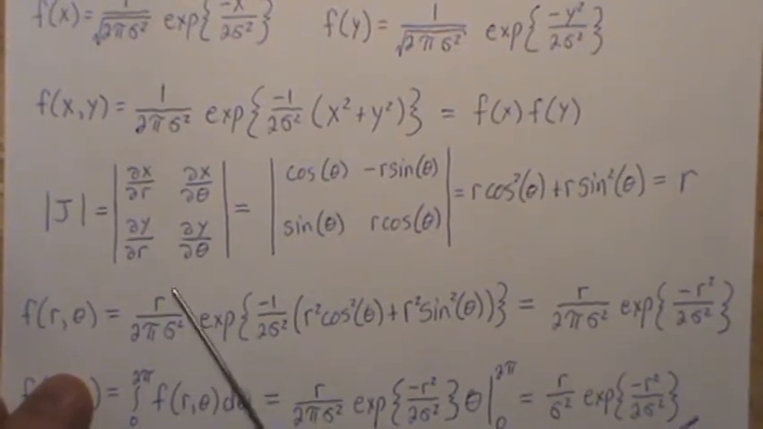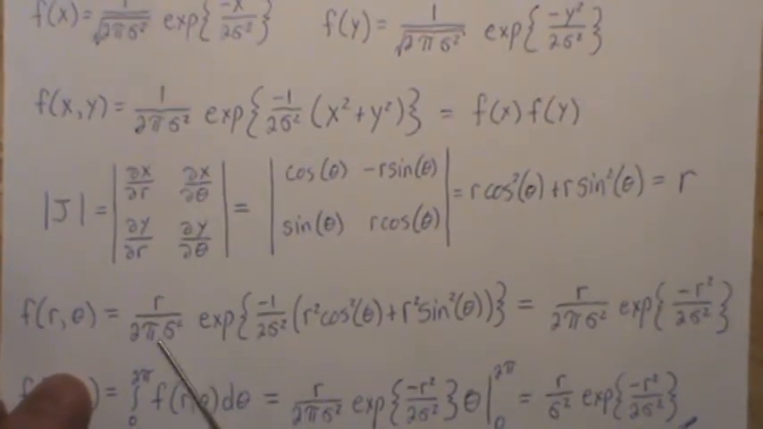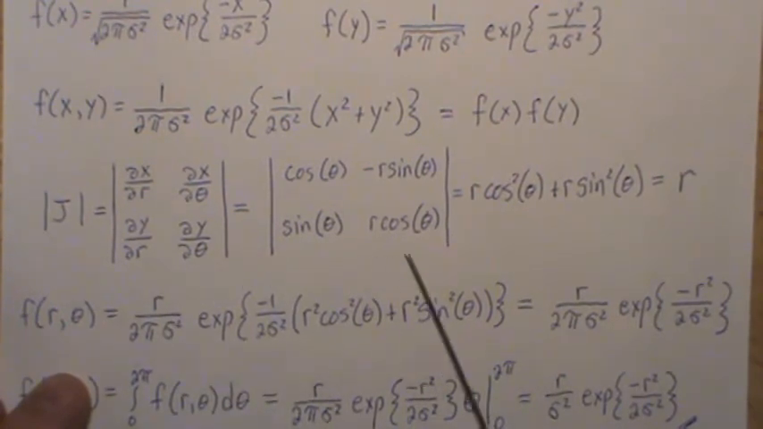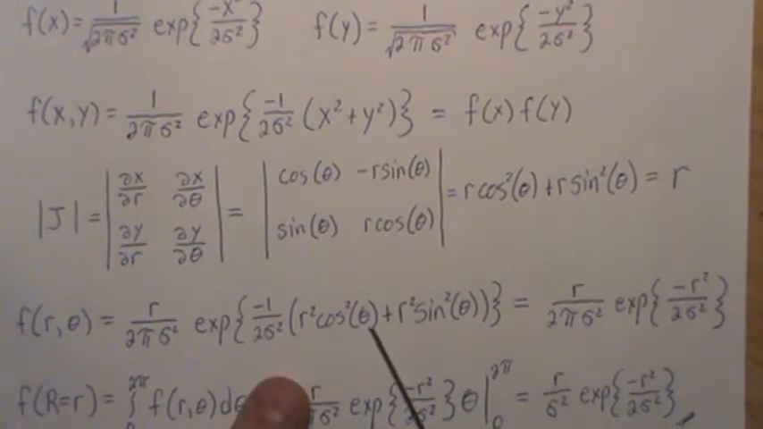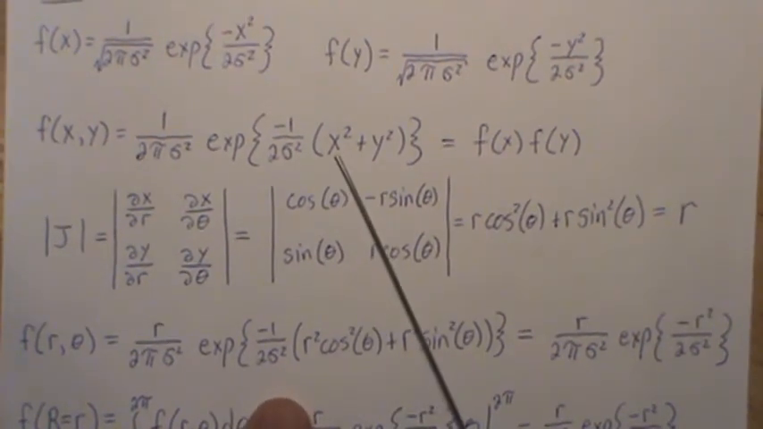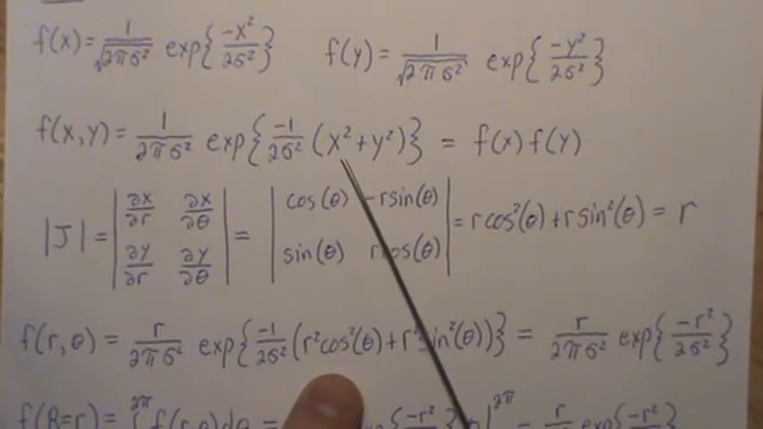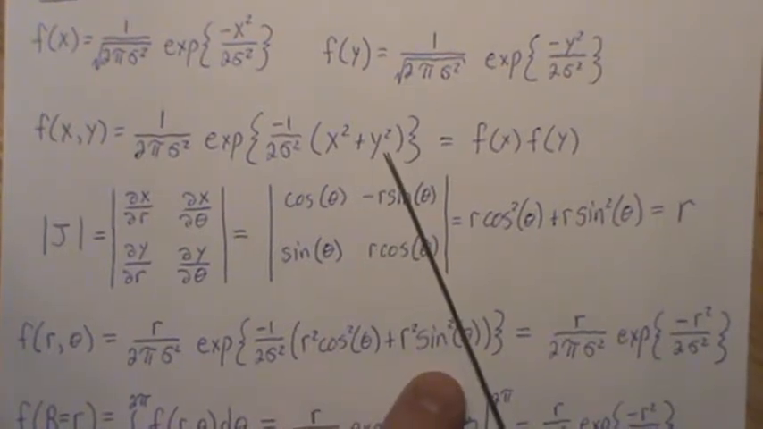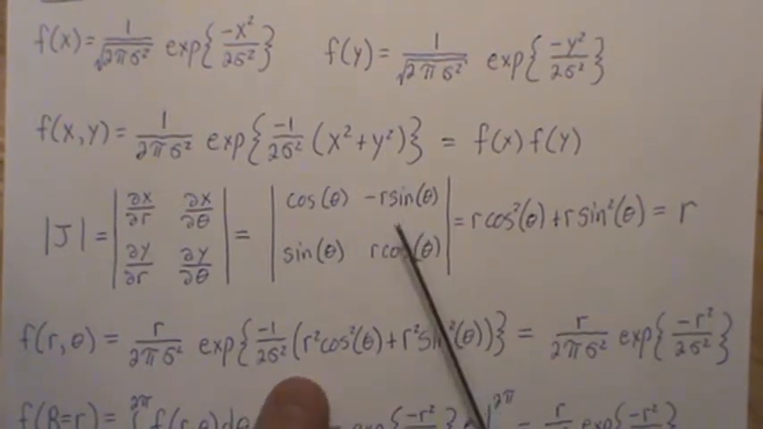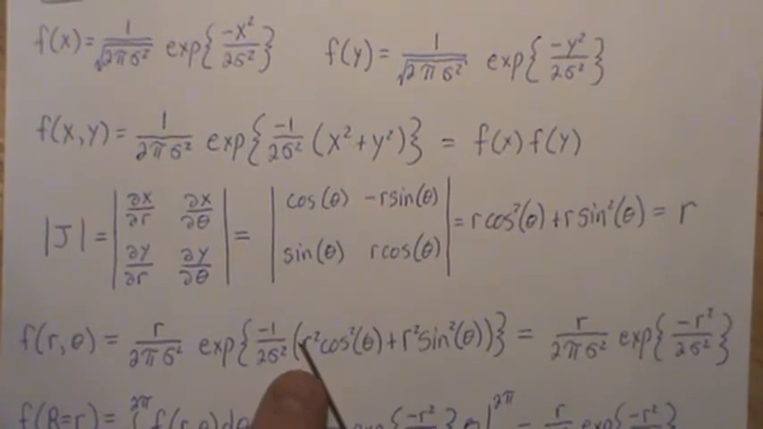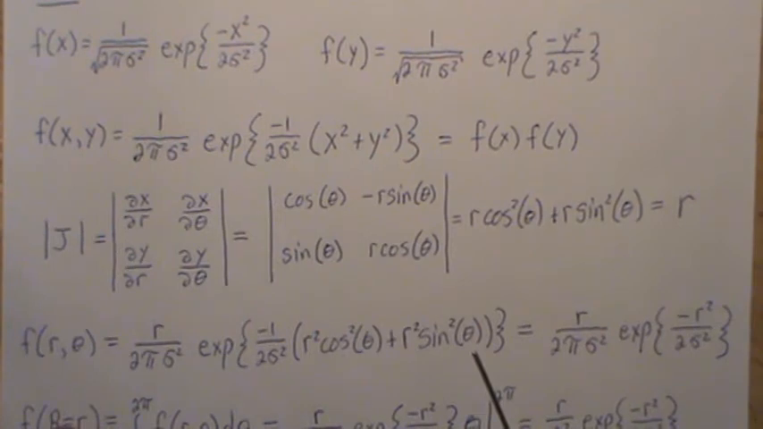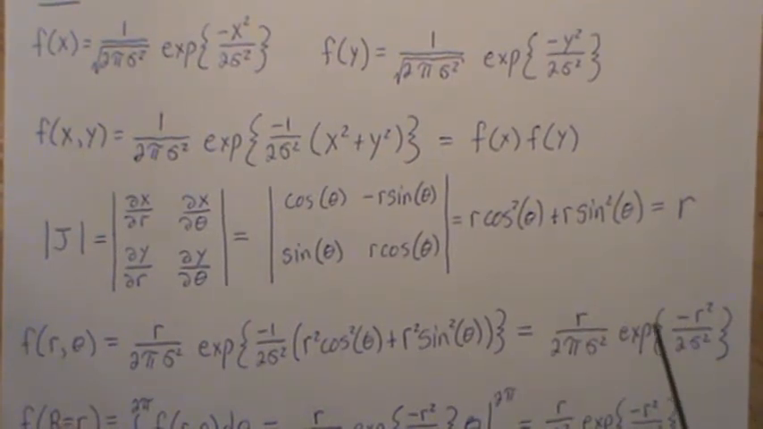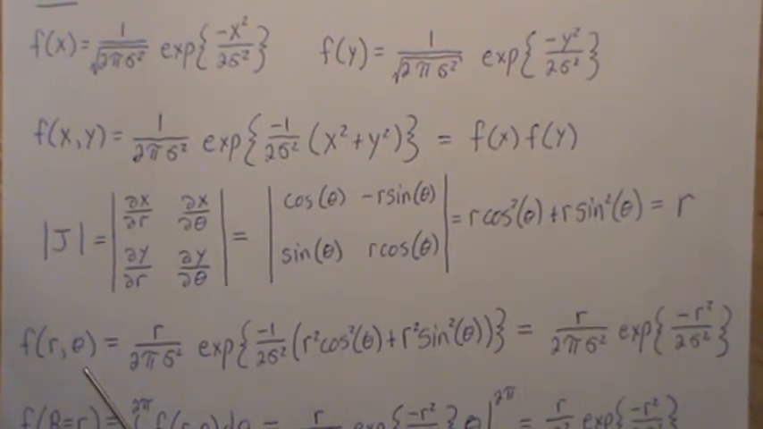So we have 2 pi sigma squared, and this r is actually from the Jacobian. And then we plug in x and y here. So that becomes r squared cosine squared, and this is r squared sine squared. Now again, we can factor out an r squared. And then the cosine squared of theta plus sine squared of theta is 1. And so then we get this as the joint density for r and theta.